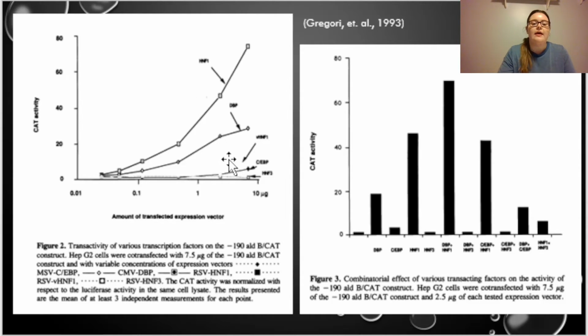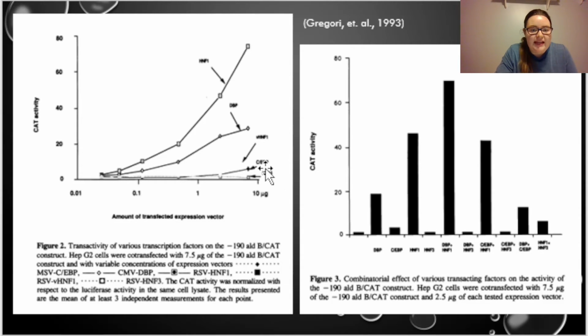In that case, because they are what is responsible for expressing a gene. Okay, so that's how they regulate aldolase B. And now, this one here is the VHNF1 that I explained earlier. This is a variant of the HNF1. It is actually very hard to see because it's very low here on the diagram. It has a very low catalytic activity.